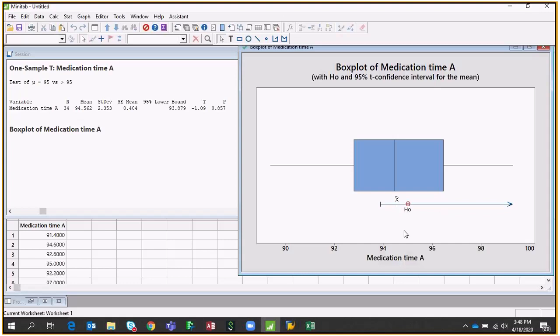If it is under this 95% lower bound, definitely my p-value will always be higher than 0.05. If this H0 is on this side, okay, assume it is on this side, then definitely you will have your p-value less than 0.05. Let me show you that as well.